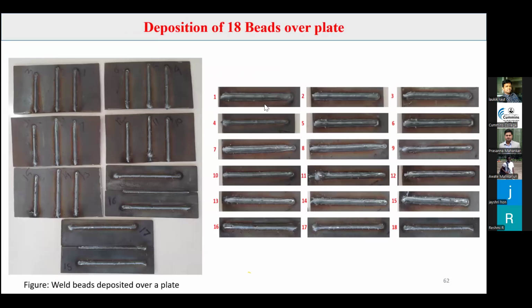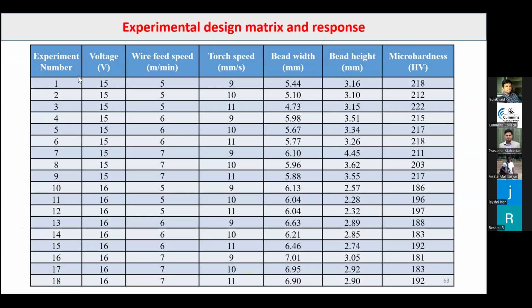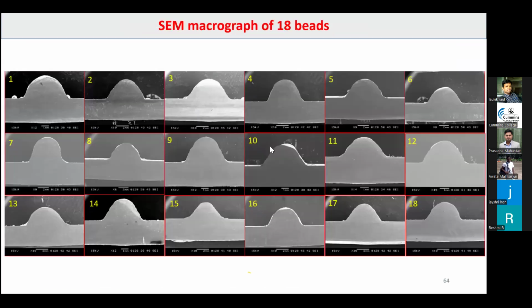Now I have deposited 18 different beads over the plates. Here you can see the 18 different beads. So this is the complete matrix: 18 different experiments. This is the combination of independent parameters, that is voltage, wire feed speed, torque speed, and these are the dependent parameters: bead width, bead height, micro hardness.